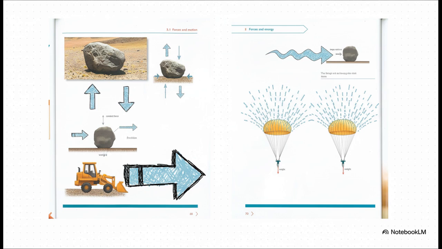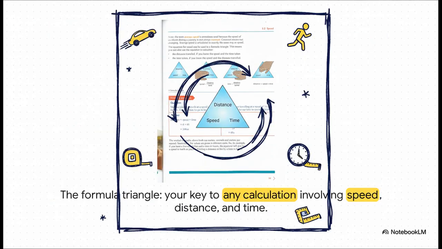But now look at the right. A big force starts pushing it. Suddenly, the forces are unbalanced. And what happens? The rock starts to move. It's that simple. Unbalanced forces cause a change in motion. And when things do start moving, we need a way to calculate how fast.